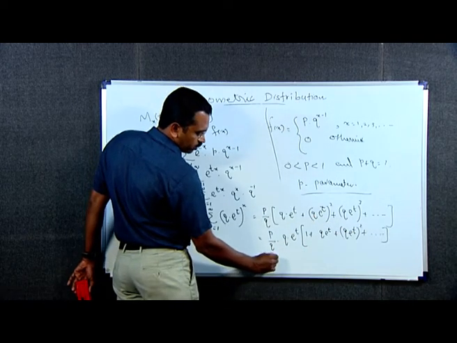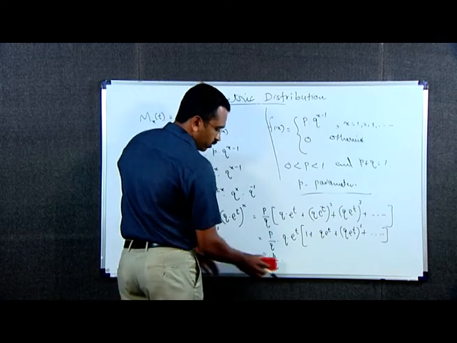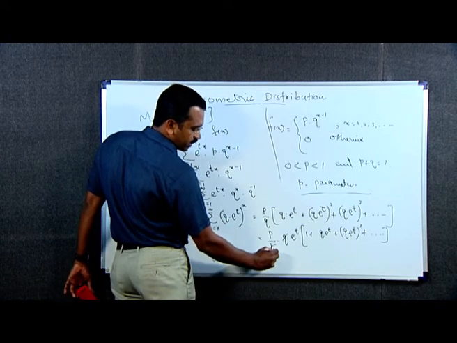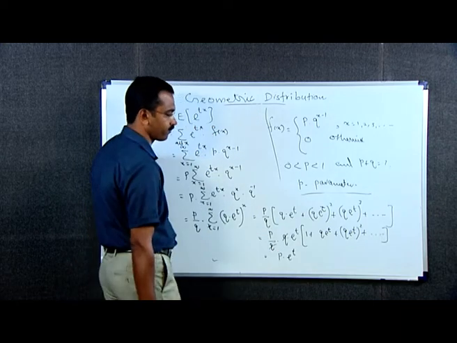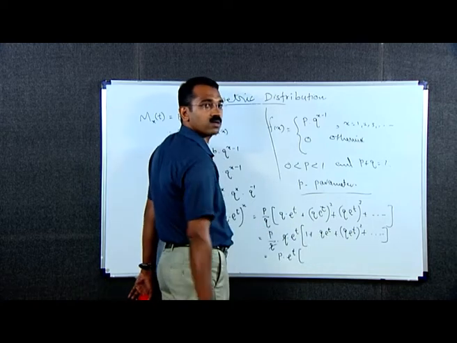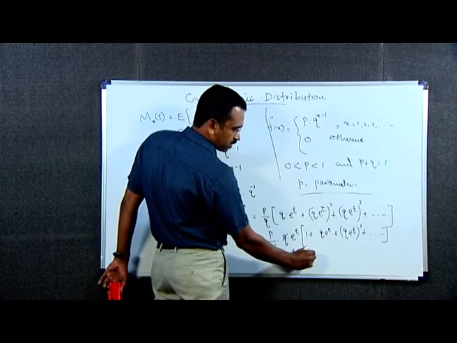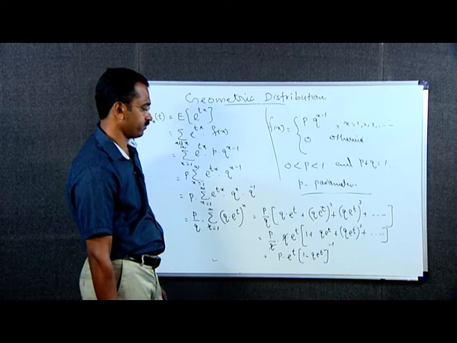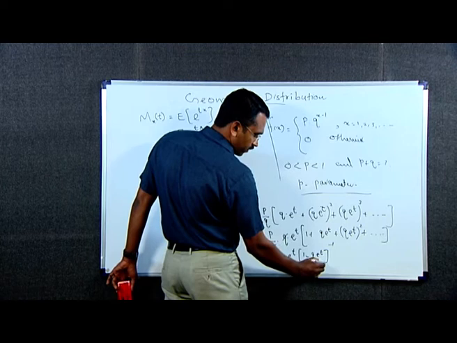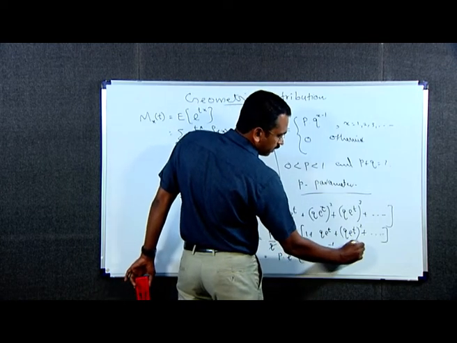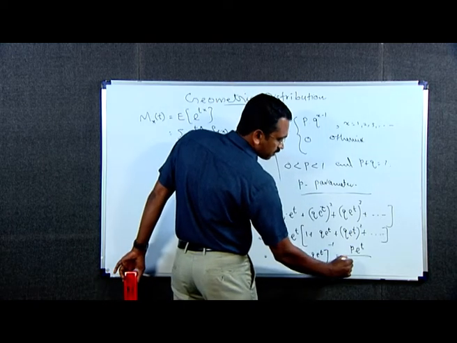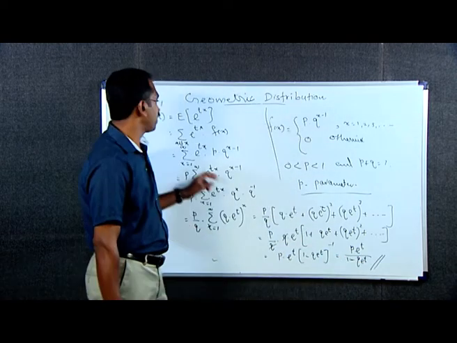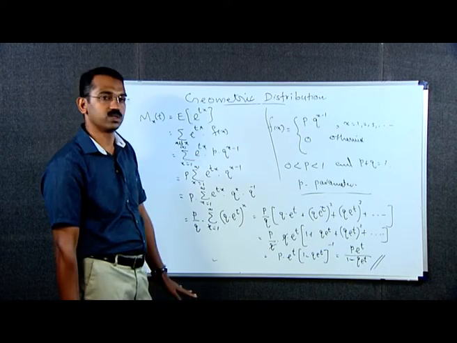which is equal to p by q into, here q and q can be cancelled. The remaining terms are p into e raised to t into, this is the binomial expansion of 1 minus q e raised to t the whole raised to minus 1. That is equal to p e raised to t divided by 1 minus q e raised to t. This is the moment generating function of the geometric distribution.